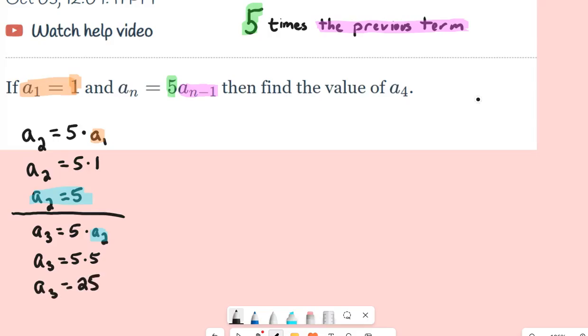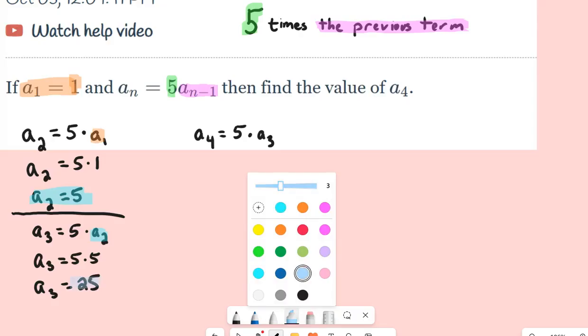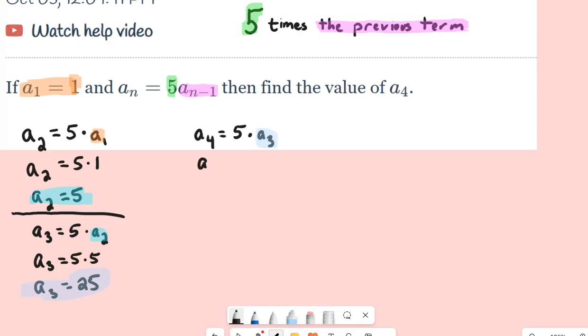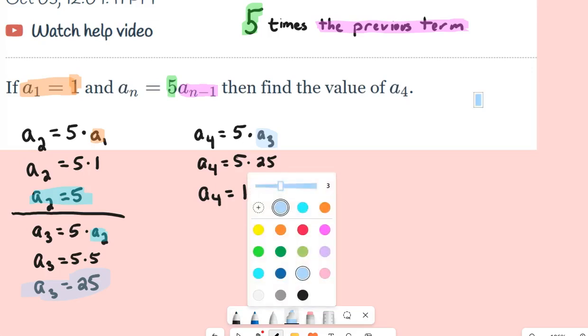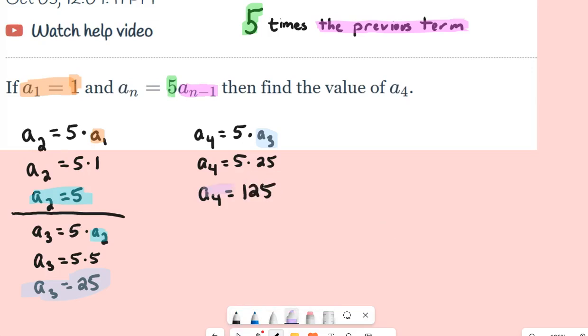All right, now let's go to the value that we want, which is a sub 4. So a sub 4 is going to be 5 times the previous value, and the previous value from a sub 4 is a sub 3. Do we know what a sub 3 is? Yes, we do. It's 25, says it right there. So to find a sub 4, I'm going to do 5 times 25. Then a sub 4, 5 times 25 is 125, and that is our solution to this problem. We got it right there. 125.